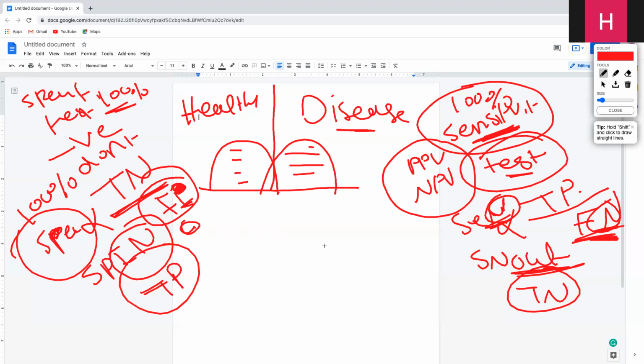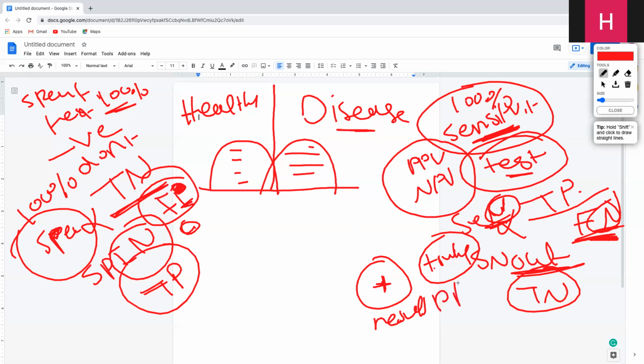So if I did a test and this test tells me that I have a positive result, okay, I want to know what is the probability that I truly have the disease. I did ELISA, and the ELISA showed me that I have HIV. What is the probability that this test was truly positive? What is the probability that I truly have the disease? So this will be the positive predictive value.